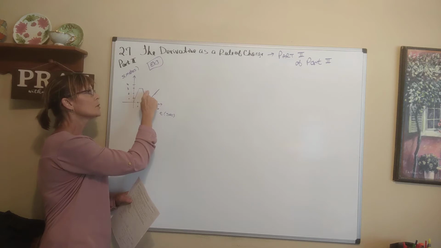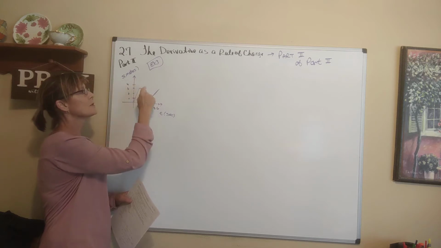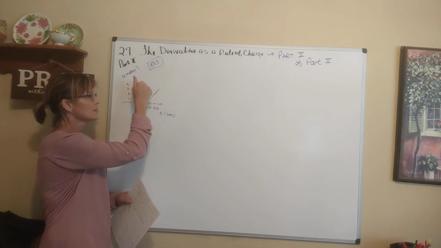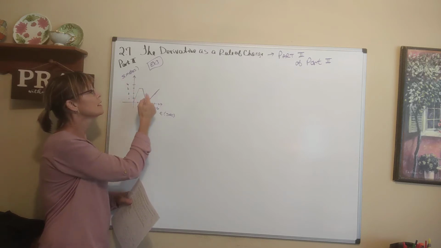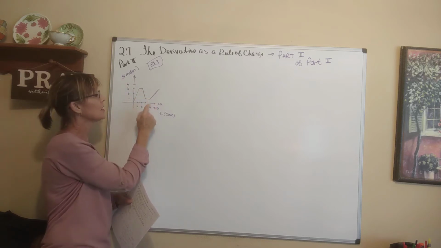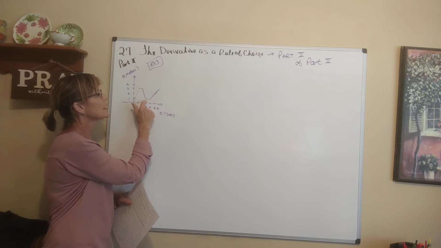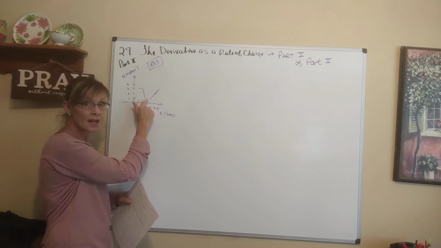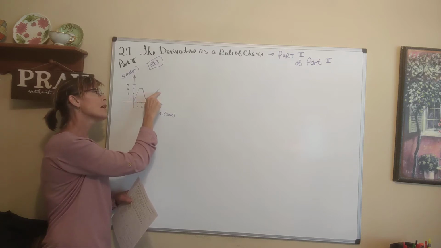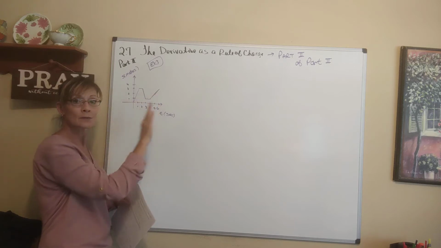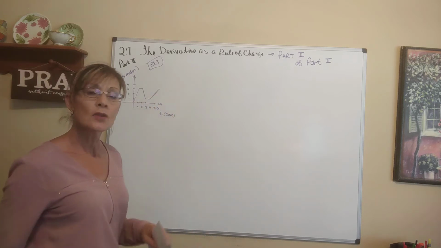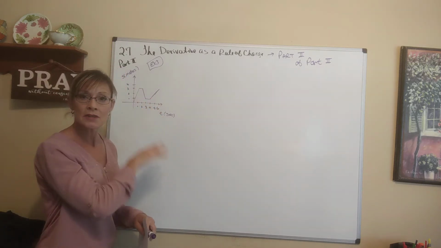Then we get to here where the slope is negative. That means the velocity is negative. So if it's going negative, that means it's going in the negative direction. It's moving the opposite way, left, right here. This is where the slope is 0, meaning the velocity is 0, meaning it's not moving left or right at that time. And then the slope is positive, and so the velocity is positive, and it's moving in a forward direction. So that's how you can interpret this position function.